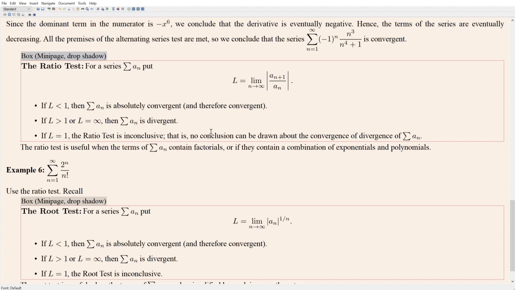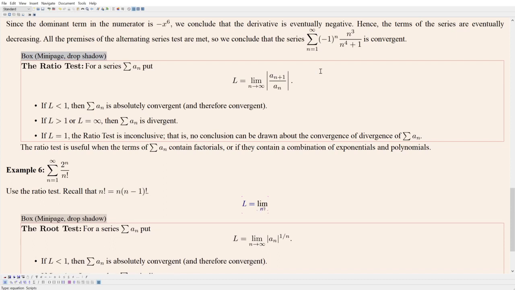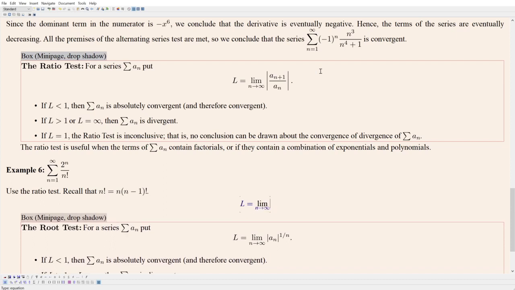Also, the reason that the ratio test is so effective with factorials is because of the following property of factorials. So n factorial is equal to n times n minus 1 factorial. It's this property that's going to allow us to do a whole bunch of cancellation. Okay, so in the ratio test, we have to compute this limit, and then that will tell us everything we need to know.